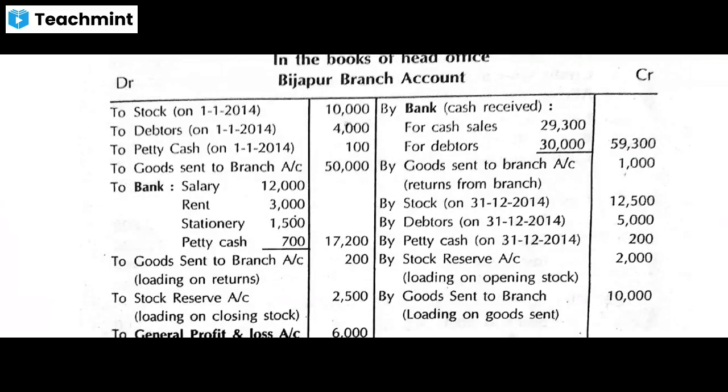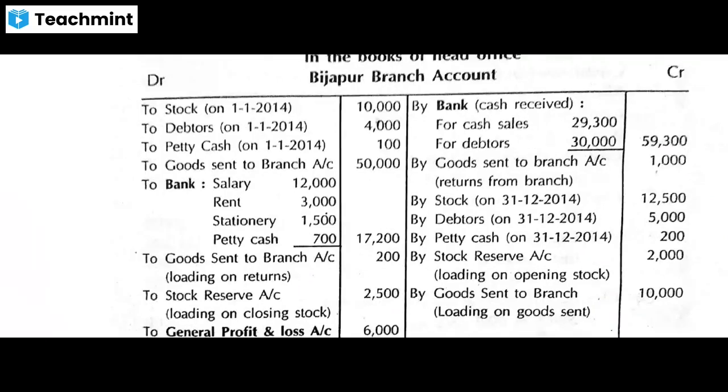Okay, so in the debit side we take all the expenses. Debit means what? Expenses. Credit means income. So in the debit side we take only the opening stock, goods sent to branch, any petty cash expenses, or any expenses paid by the head office to the branches, and the loadings on closing stock, and also the loadings on goods return, that will be treated as stock reserves.